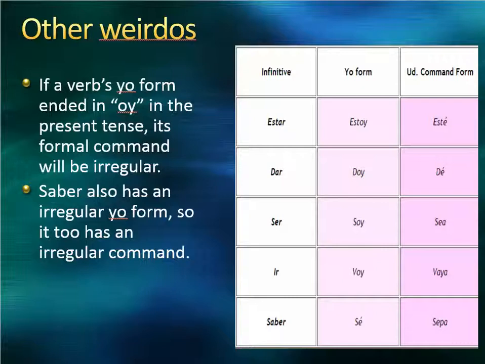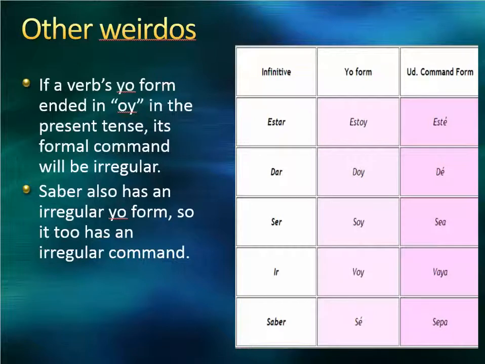Some other weirdos you're going to want to look out for. If the verb's yo form ended in oy, for example, estar, the yo form was estoy, then its formal command will be irregular. Now, there is no rule for what you put on the end of these. It's not like, well, if it ends in an oy, then you just take out the O and change it to an A. That's not at all the case. They're all strange in their own little ways, so these you just have to memorize.